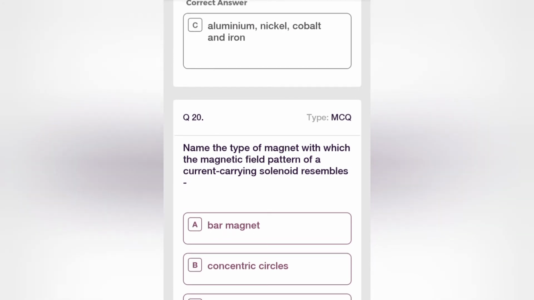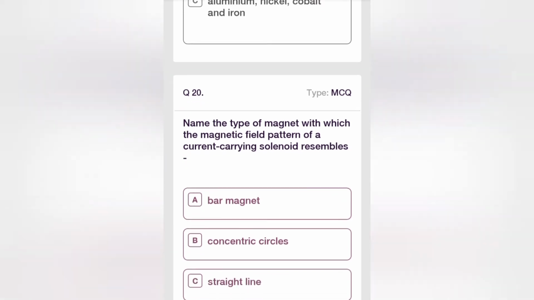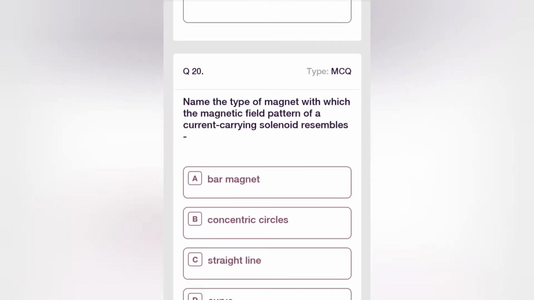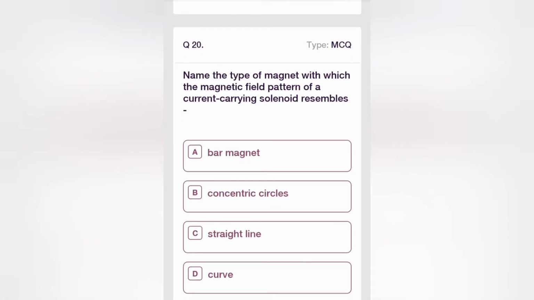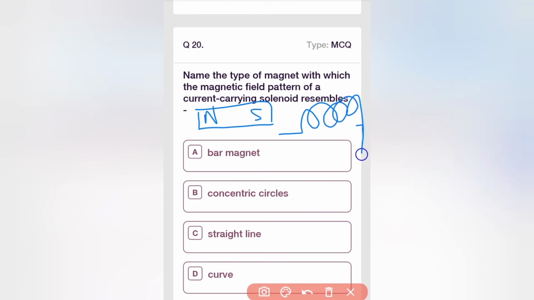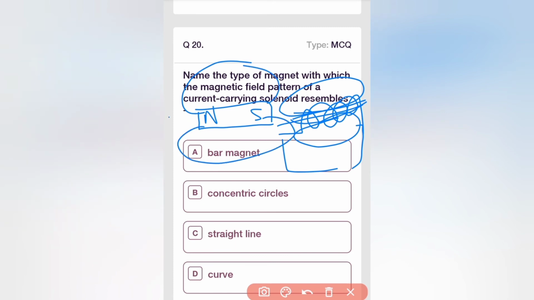Name the type of material with which the magnetic field pattern of a current carrying solenoid resembles. The magnetic field of a current carrying solenoid will resemble that of a bar magnet. Just now we have seen. The magnetic field of this bar magnet as well as the solenoid is going to be the same. It will be parallel and concentric circles. North to south outside the bar magnet, south to north inside the bar magnet. So they resemble the same. So it resembles a bar magnet. Option D is the correct answer.